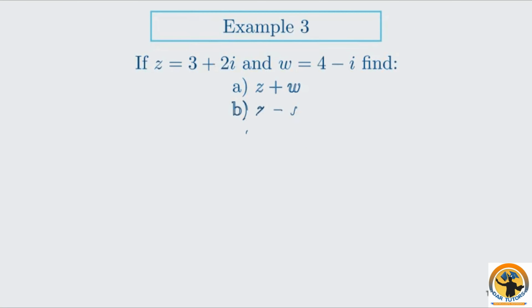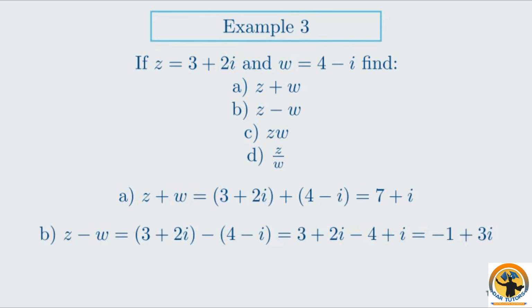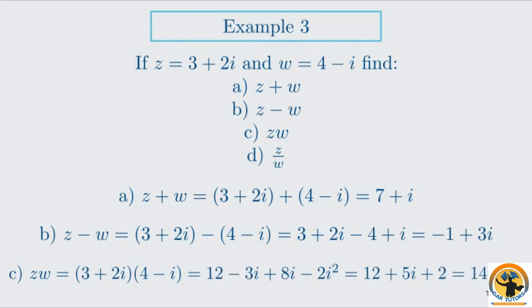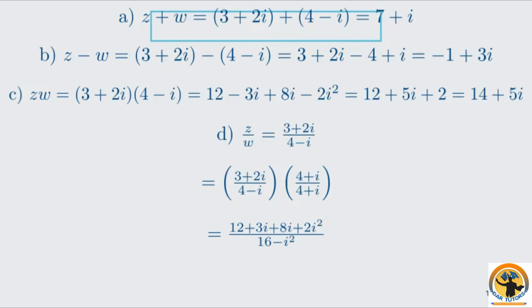Let's work through an example. For part A, we add the real and imaginary parts. For part B, we subtract the real and imaginary parts. For part C, we multiply the complex numbers. For part D, we multiply by the conjugate of the denominator.